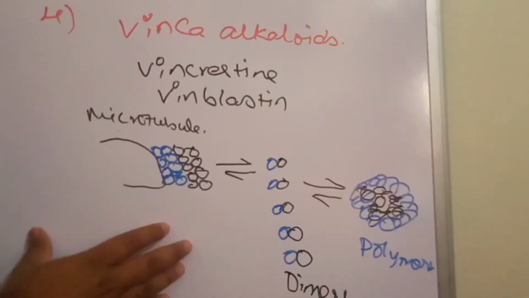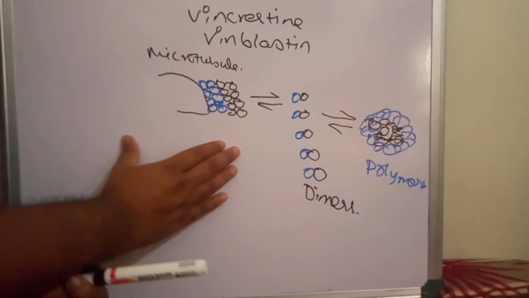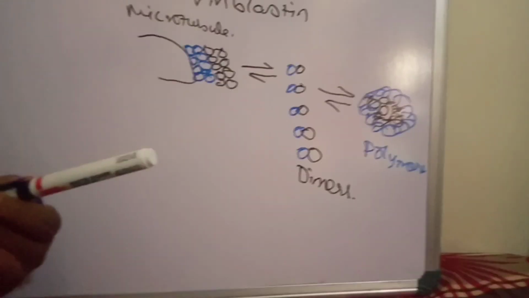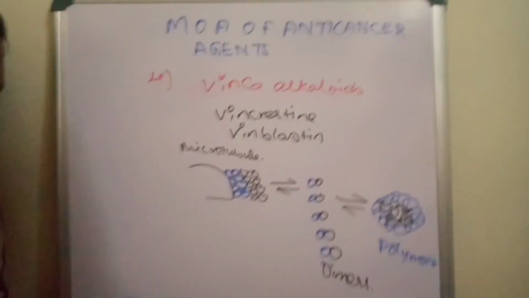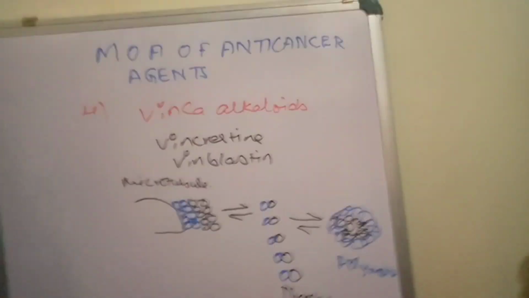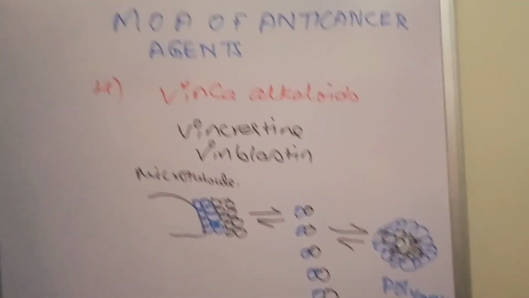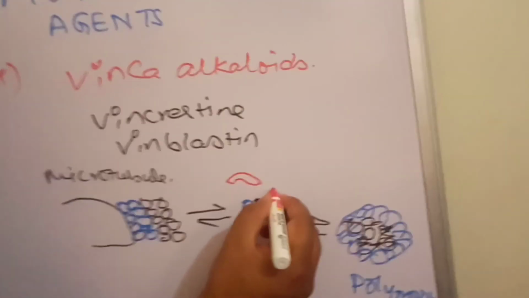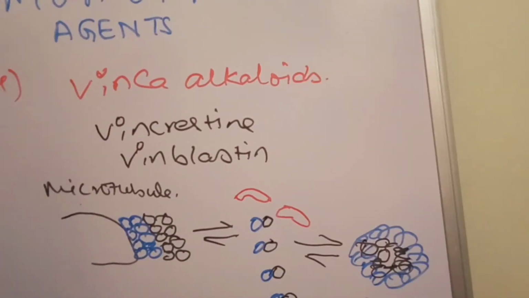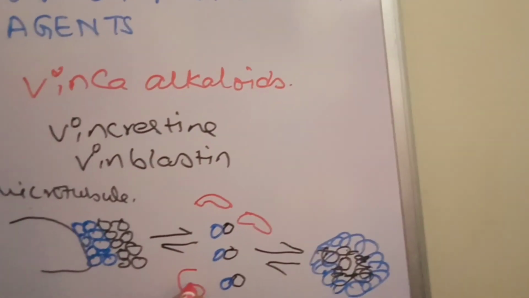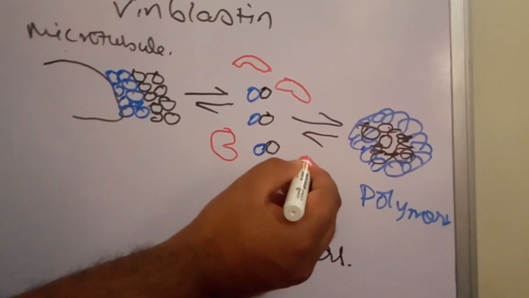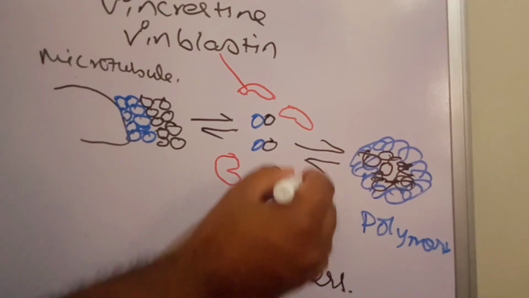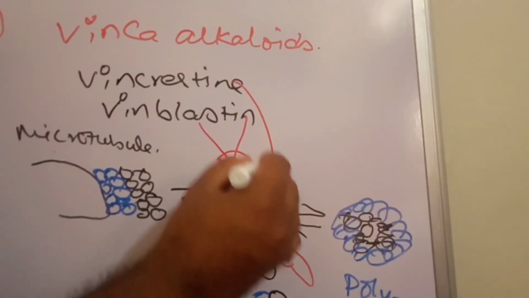So the microtubules during the metaphase of mitosis get separated and convert into dimers, and then they undergo polymerization. This is the normal mechanism. Now what will the drug do? Take the drug, for example vincristine or vinblastine, which has indole as its basic nucleus. I will represent the drug structure like this. This structure stops the polymerization.